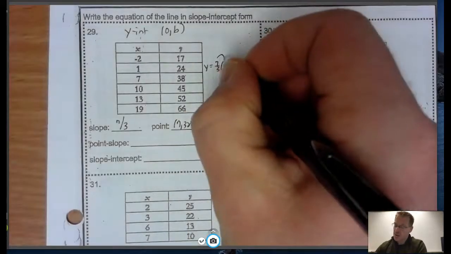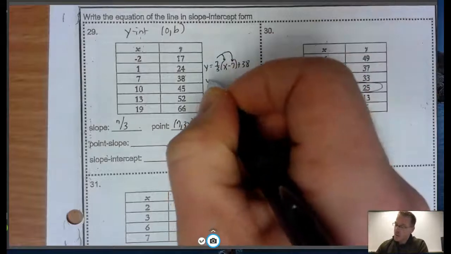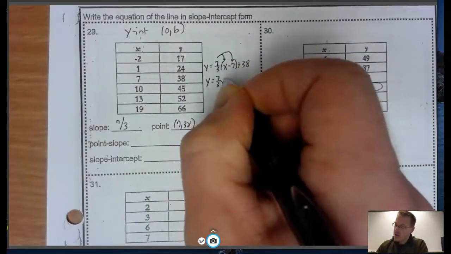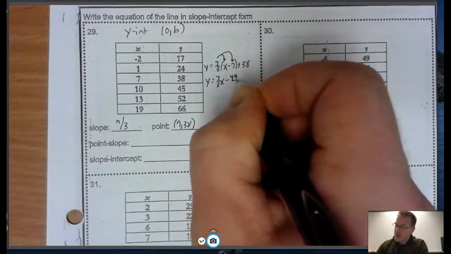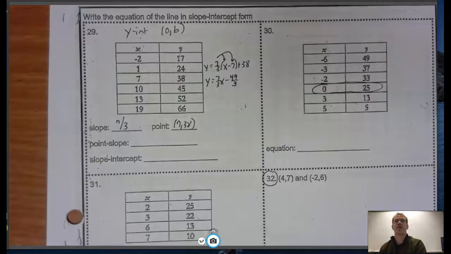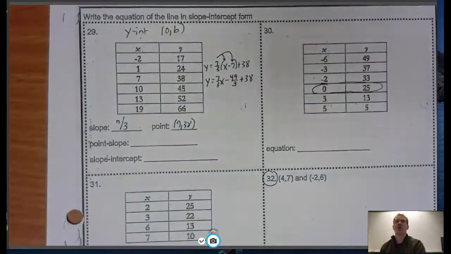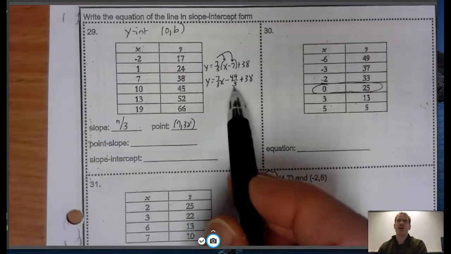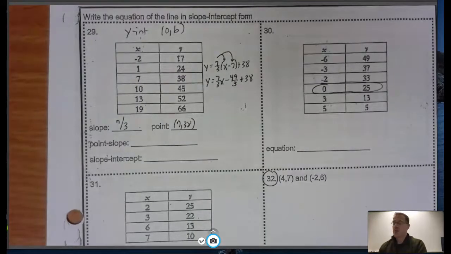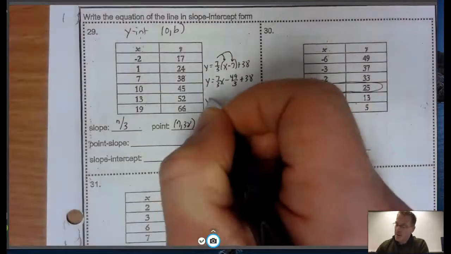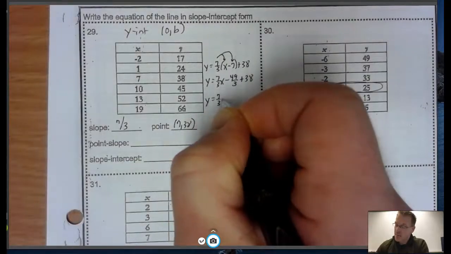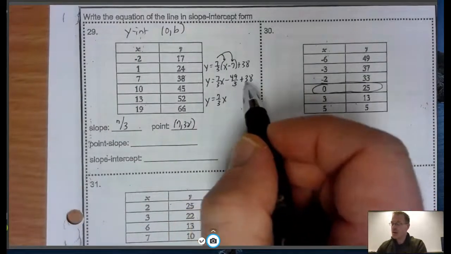Because notice when I distribute here, I'm going to get y equals 7 over 3 x minus, and I'm just going to keep this in fraction form, 49 thirds, and then plus 38. Now, if you do this with a calculator, you're going to get decimals here. But see if you can keep it in fraction form because you're going to have an exact answer. So then 7 over 3 x, and once again, notice we still get like terms here.